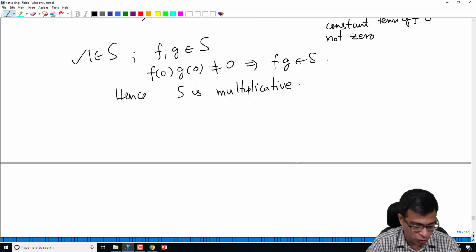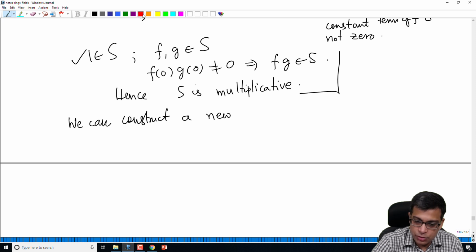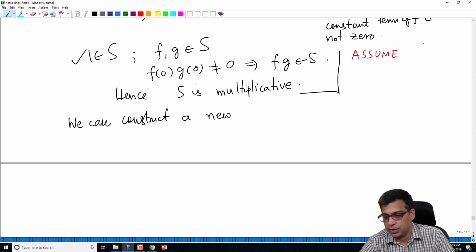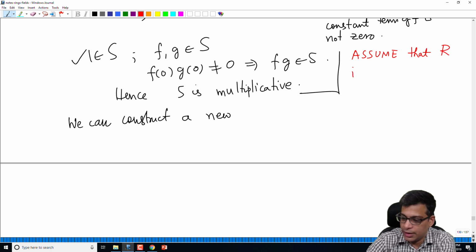So these are some examples of multiplicative sets. Now the point of the problem is not this. The problem is to show that there is a new ring we can construct. So actually now I will assume, I should have said this before, for simplicity, this can be done in general, but as a first introduction to this, we can assume that R is an integral domain.